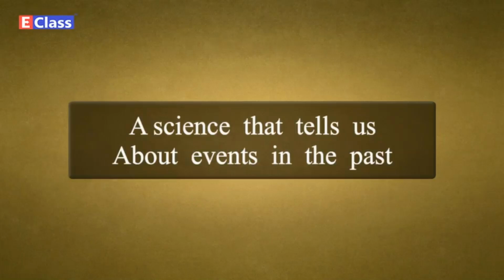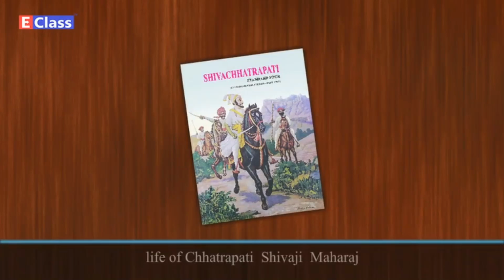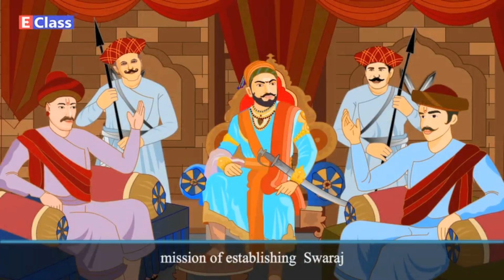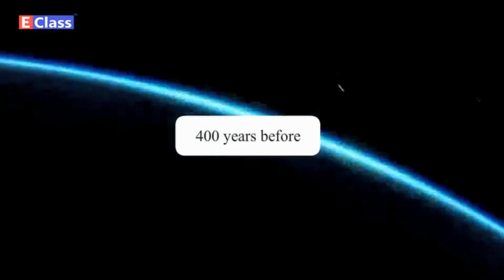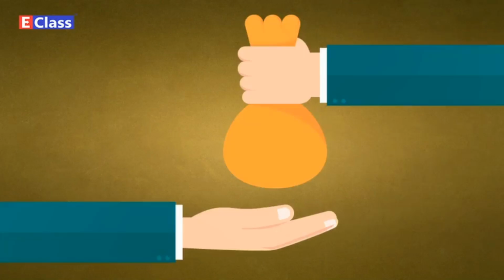Last year, in Standard 4, we studied the life of Chhatrapati Shivaji Maharaj and his mission of establishing Swarajya. The time before the birth of Shivaji Maharaj was about 400 years before now. Or, in other words, the time 400 years ago. For our convenience, we divide time in different ways.